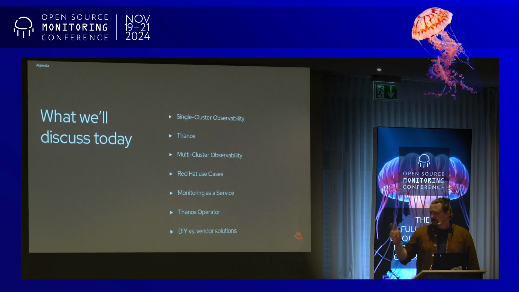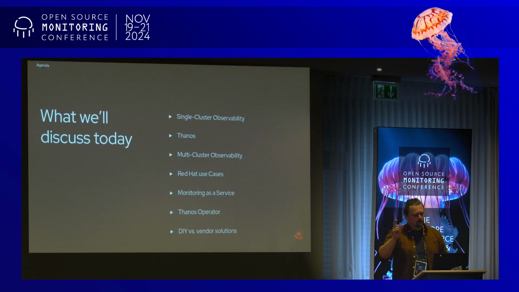Then we'll look at, when we think about gaps in open source, there's a new project I want to talk about, which is Thanos Operator. And last but not least, I'll also look at comparing do-it-yourself solutions versus some existing vendor solutions.